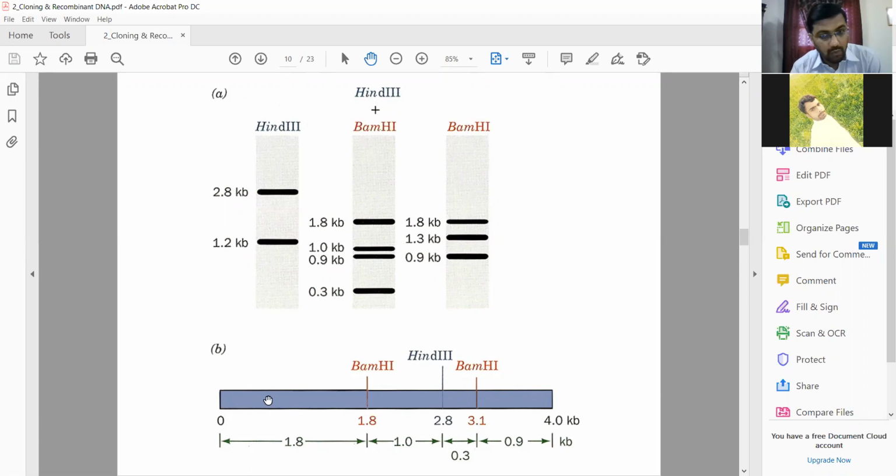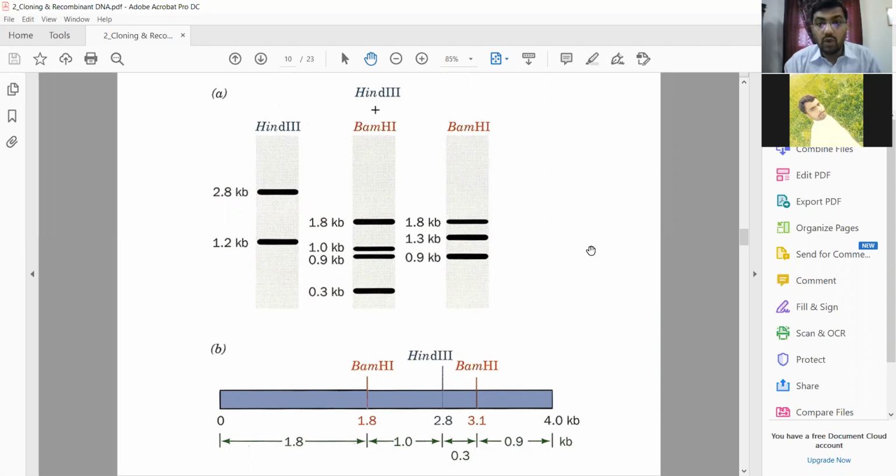One is from this point to this point, the other is from this point to this point, and the third is from this point to this point. And when we run it on the gel, we would have a 1.8 kb fragment and a 1.3 kb fragment from 1.8 to 3.1, and the 0.9 kb from this. So we would have three bands if BamHI cuts this 4 kb fragment at 2 points.